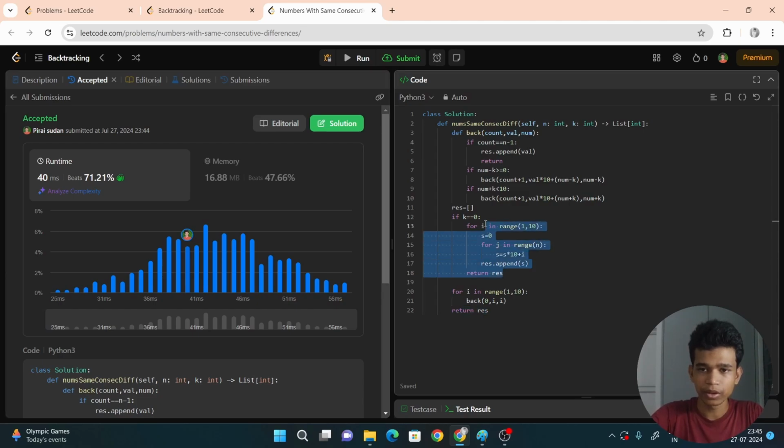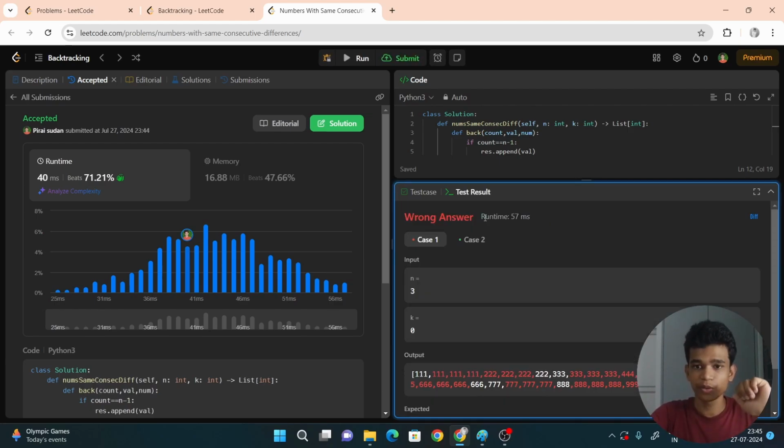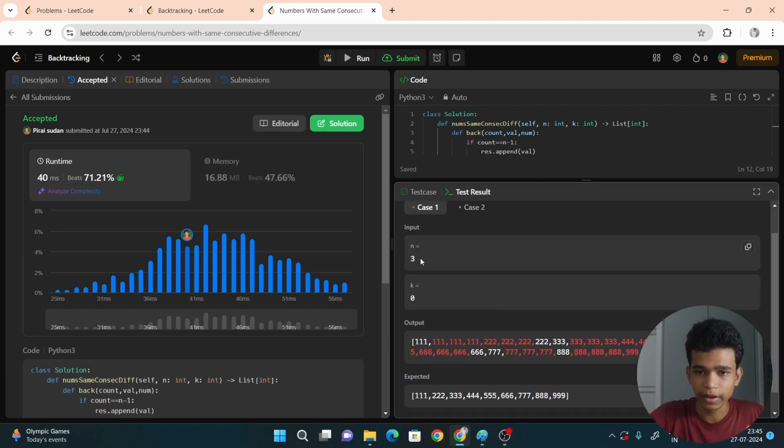If I take these lines of code and run them for k equal to 0, what will I get as the output? See here, if n is equal to 3 and k is equal to 0, what is the output? 1 1 1 1 1 1 1 1 1 1 1 1, repeated 14 times. Why is it so? Let us analyze.